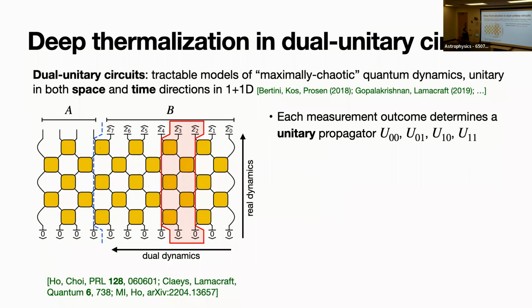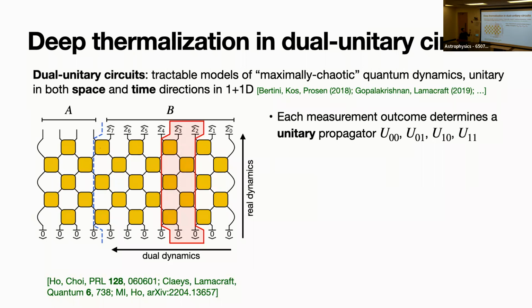And at the final time, we produce some n-body state, and we want to realize the projected ensemble on this state. To do that, again, we measure all of these qubits in some basis, and we ask about the post-measurement state on the subsystem of interest.